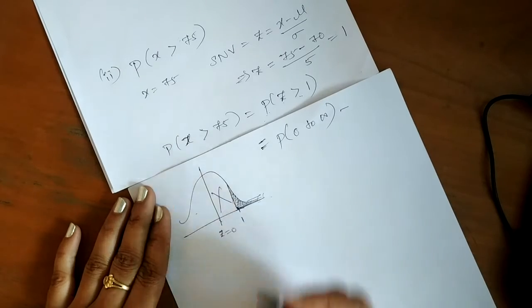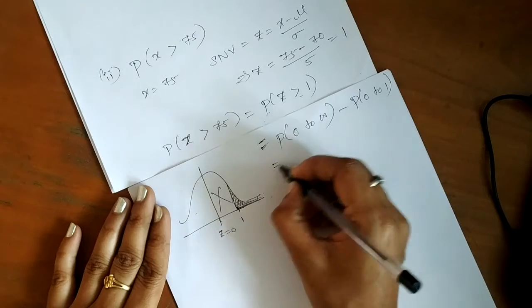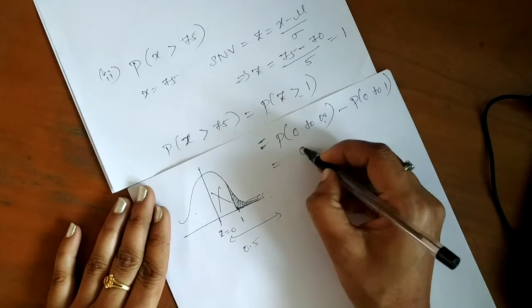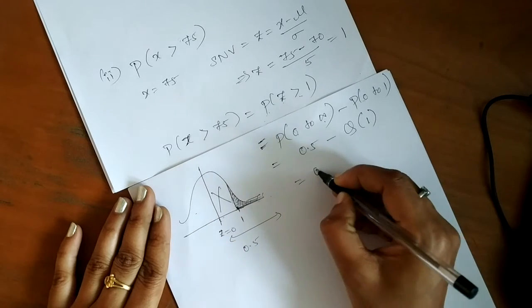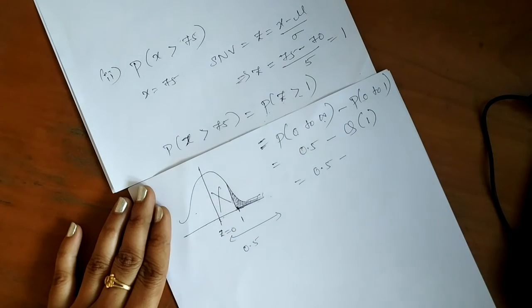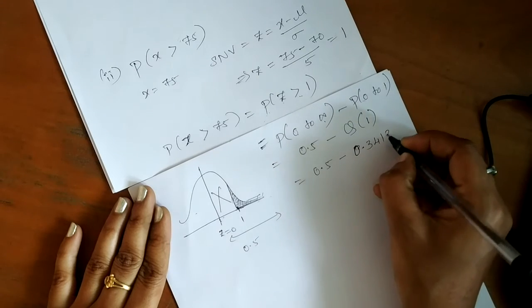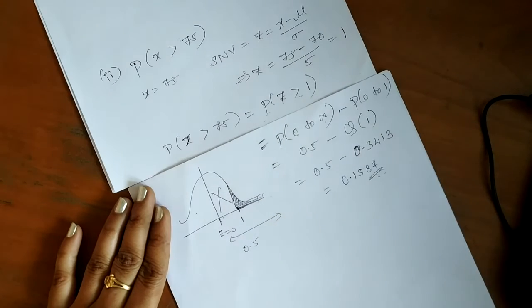You have to subtract this part, isn't it? That is 0 to 1, you have to subtract, P of 0 to 1. So P of 0 to infinity is 0.5, right? Complete from 0 to infinity is 0.5. It is 0.5 minus P of 0 to 1. 0 to 1 can be written as Q of 1. Now 0.5 minus, what is Q of 1? If you find Q of 1 by using a calculator, you will get 0.3413. Now when you simplify this, you will get 0.1587.